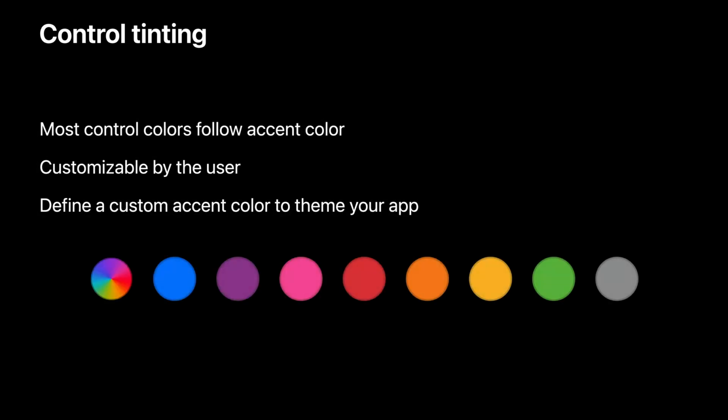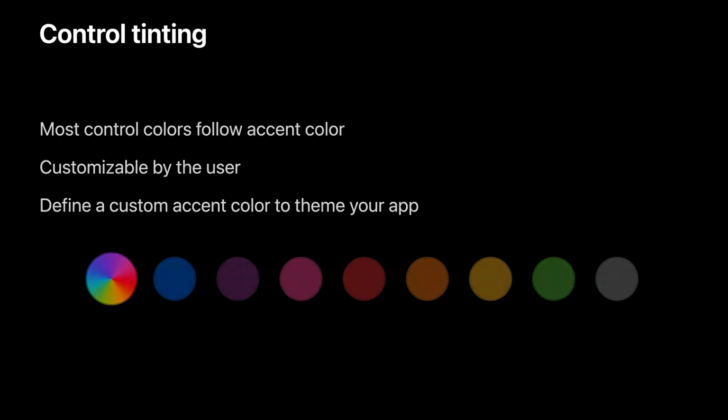To recap, most controls draw using the accent color, which is configurable in System Preferences. This allows people to theme their Mac to match their favorite color. The multicolor option allows each app to define its own custom color. For pervasive theming, you can define a custom accent color in your app's asset catalog. The new tinting API provides a way to override the color for one specific control.